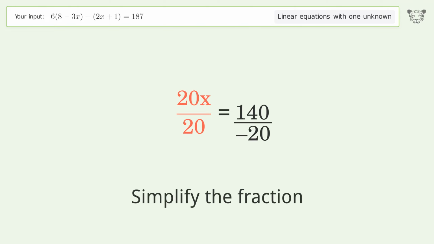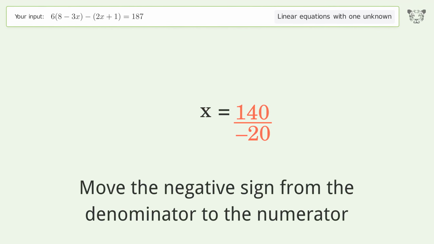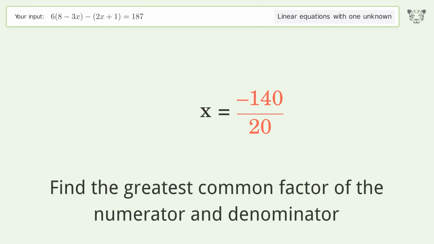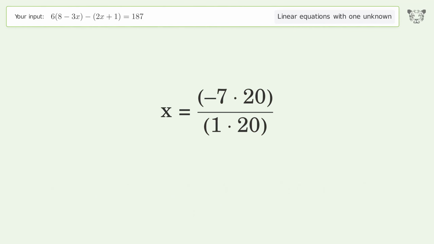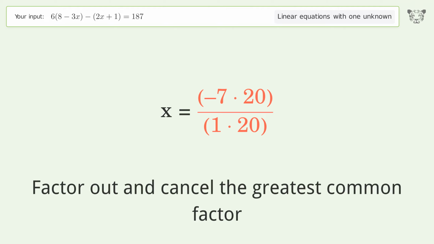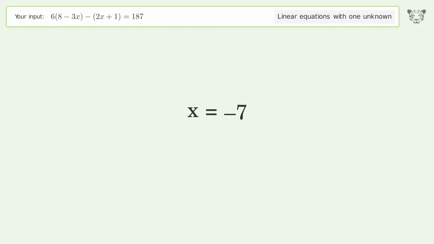Simplify the fraction. Move the negative sign from the denominator to the numerator. Find the greatest common factor of the numerator and denominator. Factor out and cancel the greatest common factor. And so the final result is x equals -7.